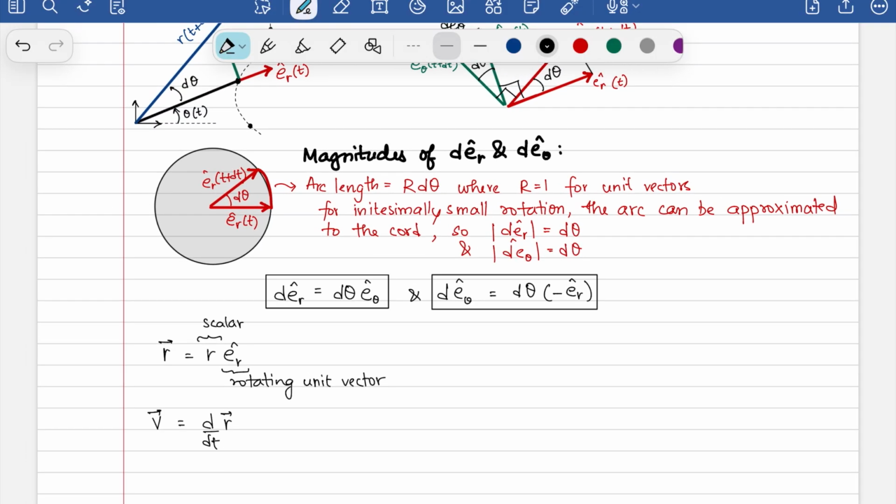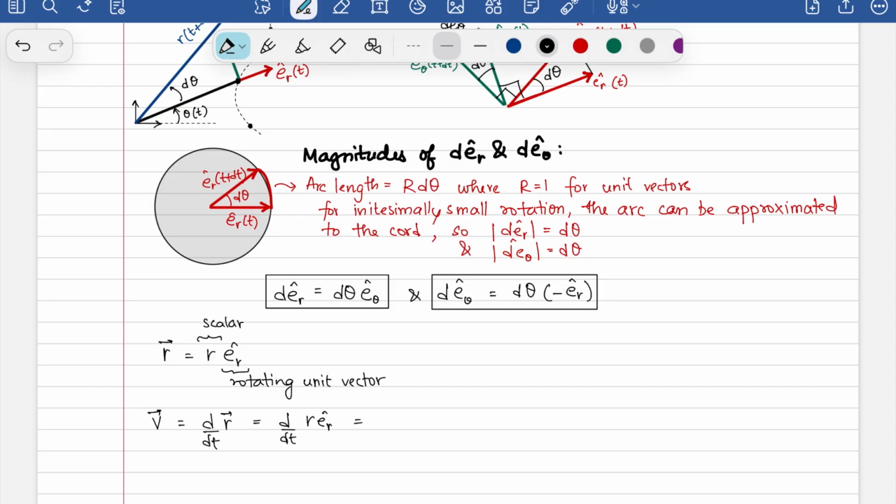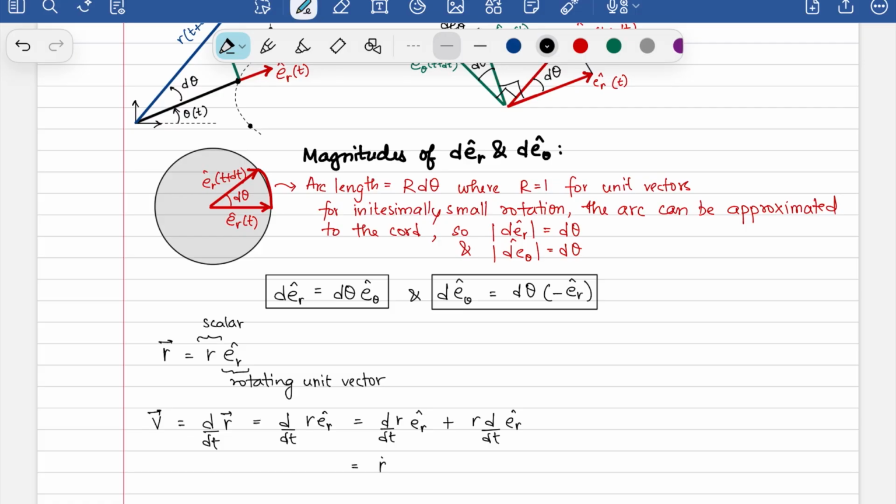So this is now the differentiation of r er hat, which you can treat as two quantities. One is a scalar, one is a unit vector, and we can apply the product rule. So you get d dt of r in the er hat direction plus r d dt er hat. Okay, so this is the product rule that we just applied. This is just r dot. And here we have r der hat over dt.